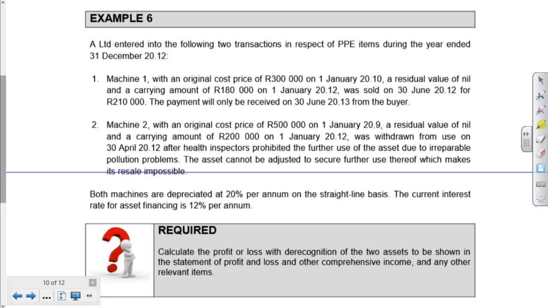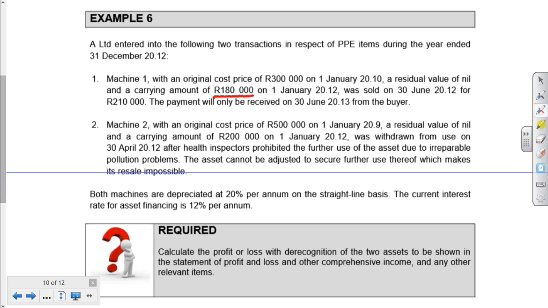But I wanted to just look at this example because of the fact that the payment is delayed. It's the one that I could find that had a practice where there's a present value calc. So if we look at machine 1, these are 2 machines. One is sold and one is scrapped. Machine 1 had an original cost of 300, a residual value of 0, and a carrying amount of 180 when it was sold.